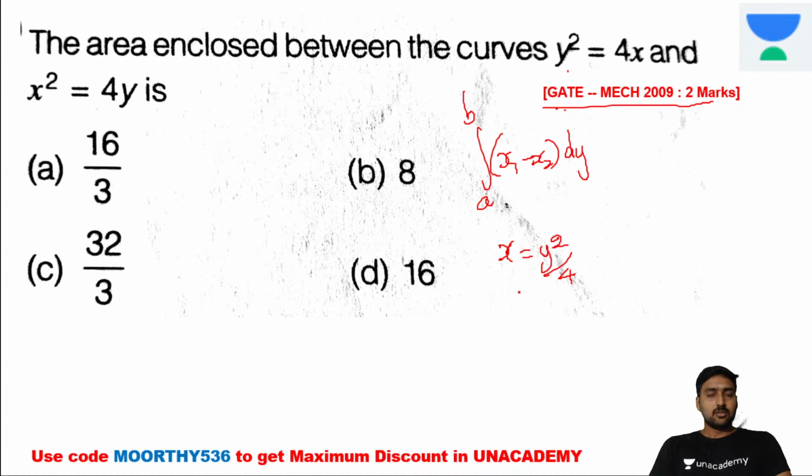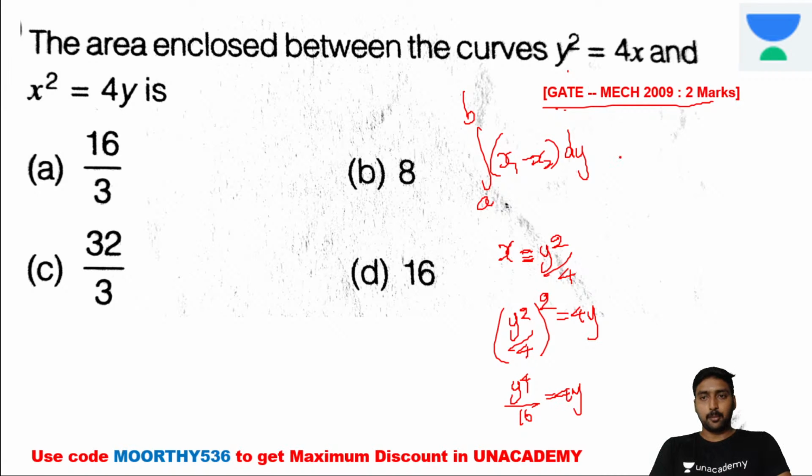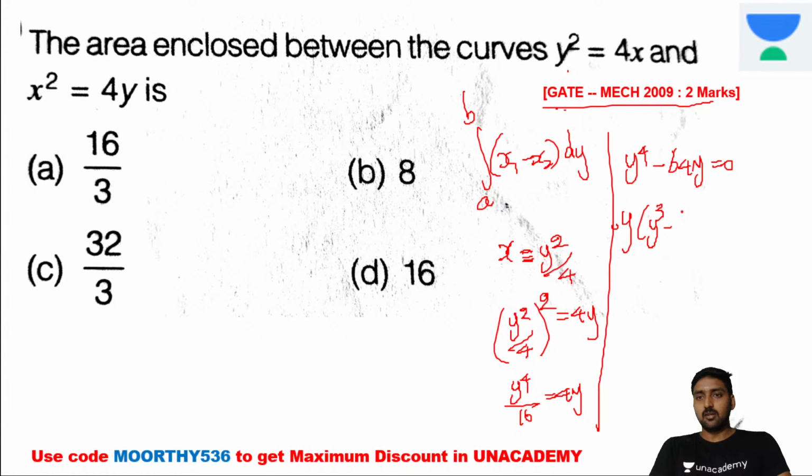Okay, fine. Now we need to substitute x is equal to y square divided by 4 into the second equation. Y square divided by 4, whole square, is equal to 4y. While substituting, y power 4 divided by 16 is equal to 4y. Is it clear now? Y power 4 minus 64y is equal to 0. The same as with x, we are getting 0 comma 4. Y is equal to 0 and y is equal to 4, since the cube root of 64 is equal to 4. These are the two values we are getting.